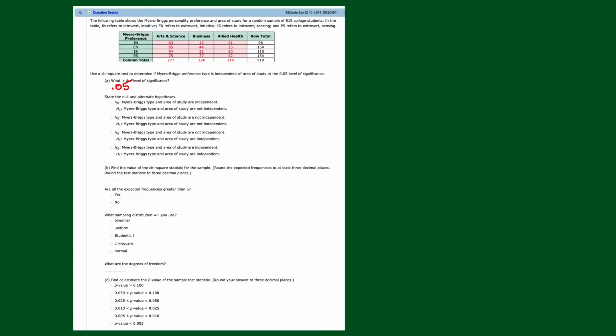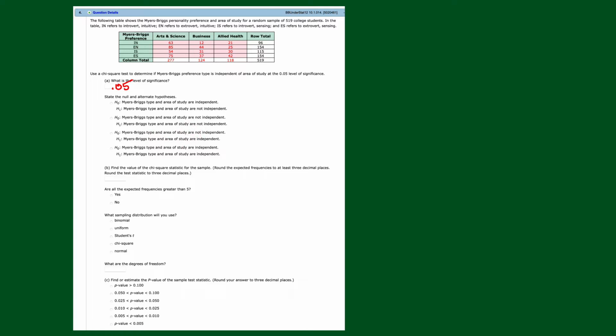And what are we testing here? Here are our null and alternate hypotheses. What we're testing is whether Myers-Briggs preference type is independent of the area of study. So what do we have? Myers-Briggs and area of study are independent. That's possible. This looks right to me, but let's go on and make sure. They are not independent. No, they're independent. That's what they just told us, to test their independence.